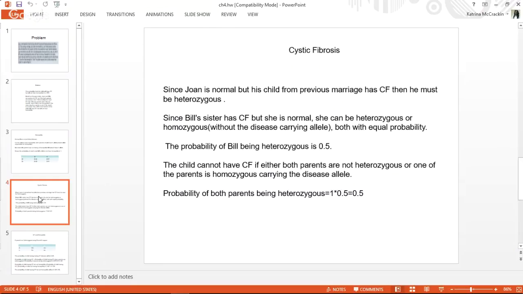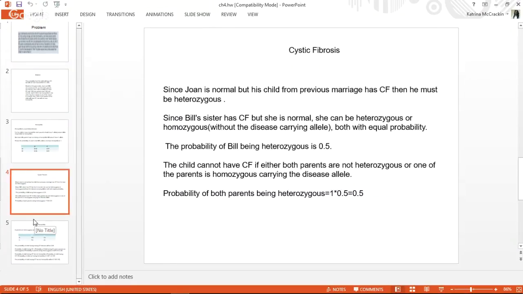Now moving on to cystic fibrosis. Since Joan is normal, but her child from a previous marriage has cystic fibrosis, then she must be heterozygous. Since Bill's sister has cystic fibrosis, his parents must both be carriers, and Bill, who is normal, can be heterozygous or homozygous without the disease-carrying allele. The probability of Bill being heterozygous is 1/2. The child cannot have cystic fibrosis if either one of the parents is homozygous without the disease allele. So the probability of both parents being heterozygous is 1 times 0.5, and that equals a half.